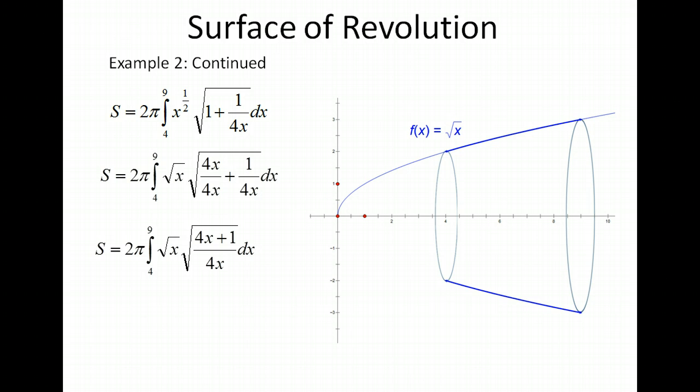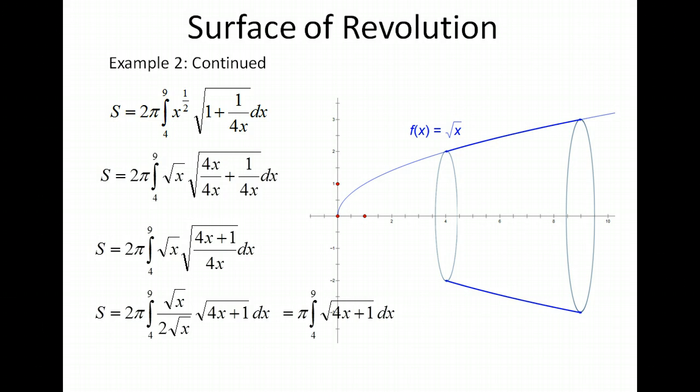Now I notice that I have a square root of x, and then in the fraction under the radical, I also have a square root of x in the denominator. So I'm going to pull that out from under that radical. Now I notice that the square roots of x are going to cancel. In addition, the 2 next to the pi and the 2 in the denominator are also going to cancel each other. So we can simplify this to the square root of 4x plus 1, integrating from 4 to 9 and multiplying by pi.